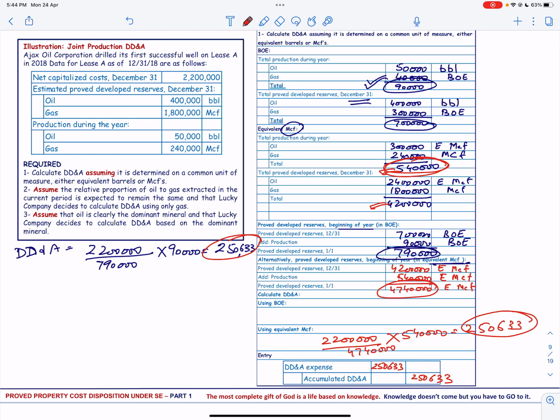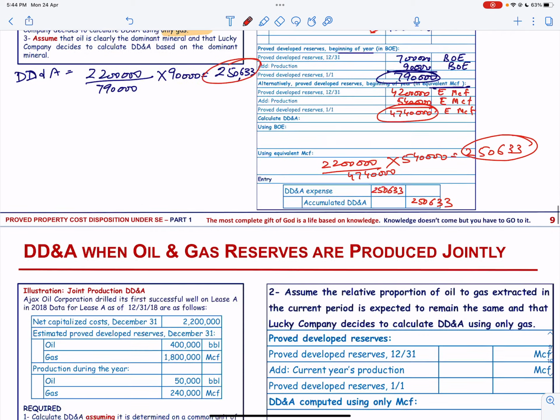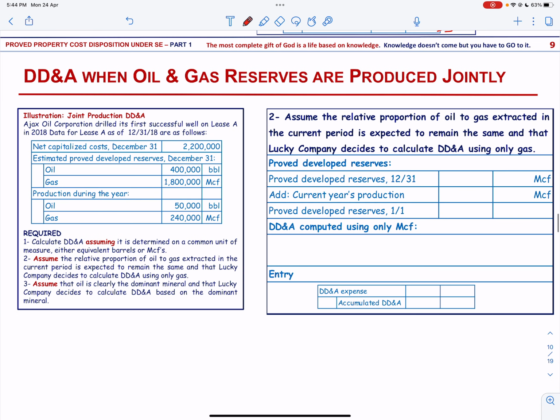Requirement. And here they say assume the relative proportion of oil and gas extracted in the current period is expected to remain the same, and that Lucky Company decides to calculate DD&A using only gas. So we are going to calculate by using only gas, and we are going to take the information for gas only.